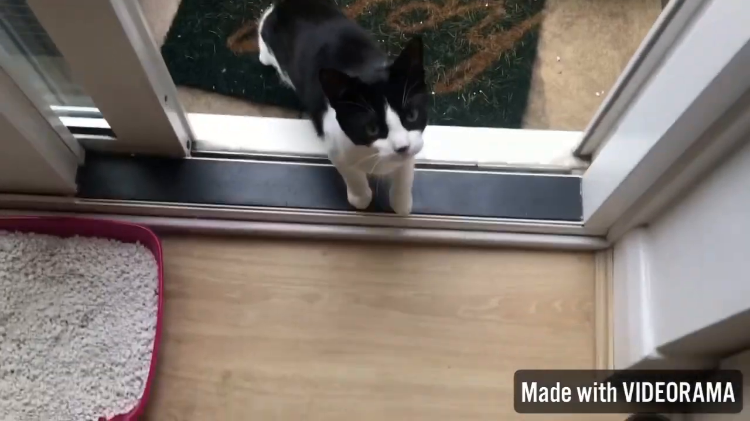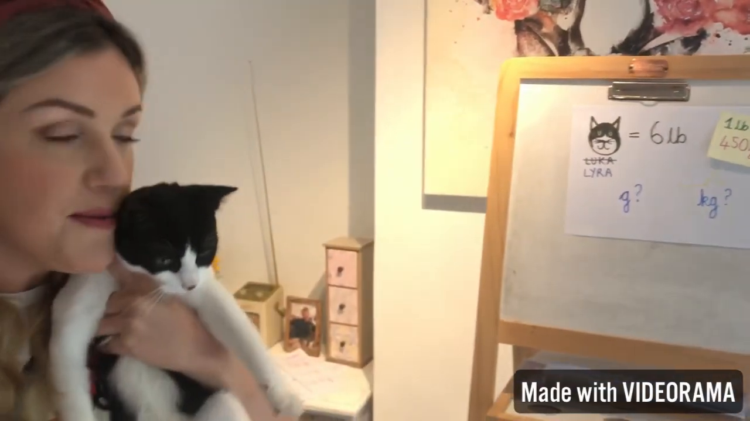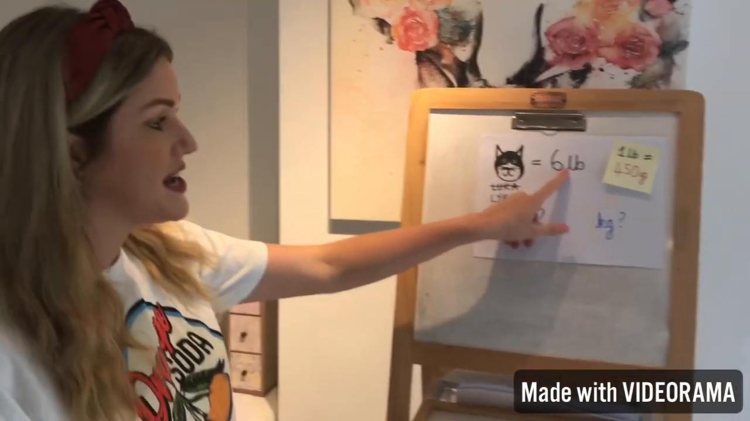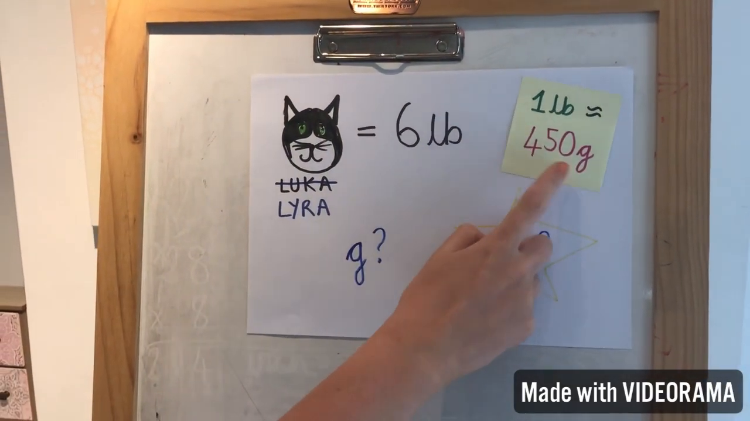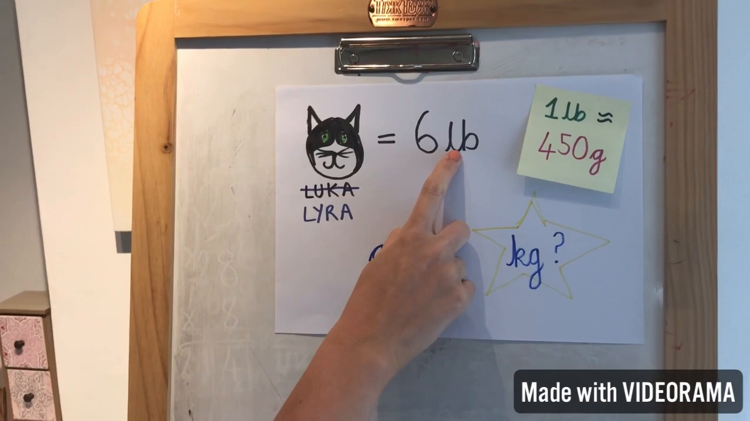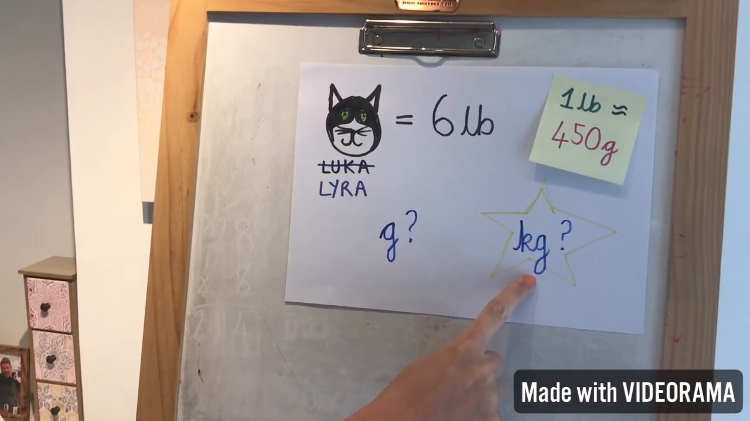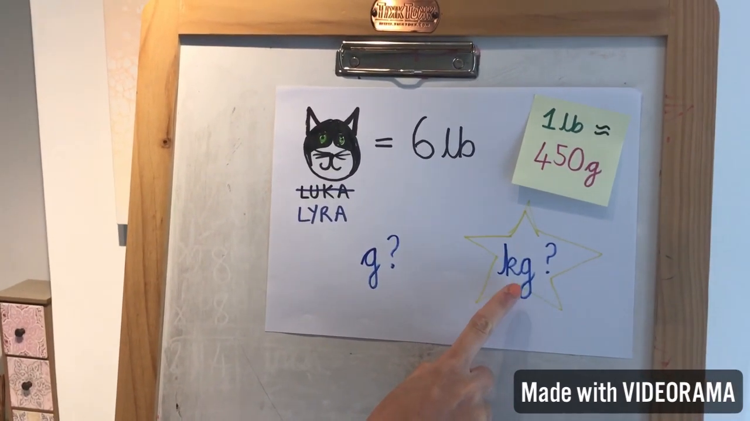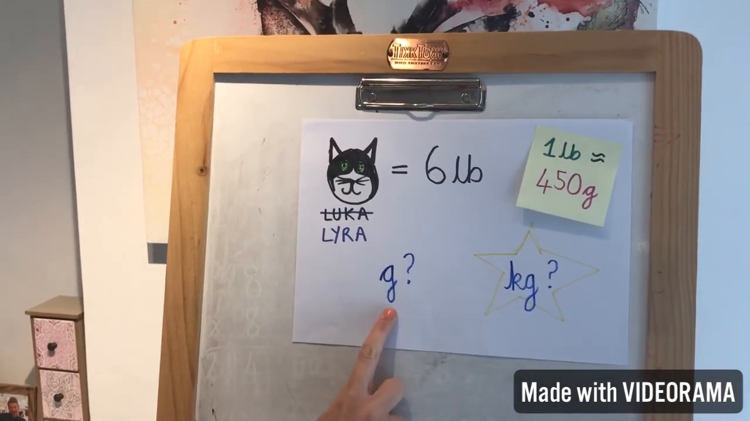Okay. Lyra, can you help me with a maths lesson, please? Okay, so I want you to imagine that Lyra is 6 pounds. Let's pop you down, sweetheart. Thank you. Okay, she's 6 pounds. I would like you to use your conversion fact and work out what Lyra would be in grams. As an extra challenge, can you work out what Lyra would be in kilograms? It's going to be a decimal number. Okay, so pause the video and see if you can work this out.